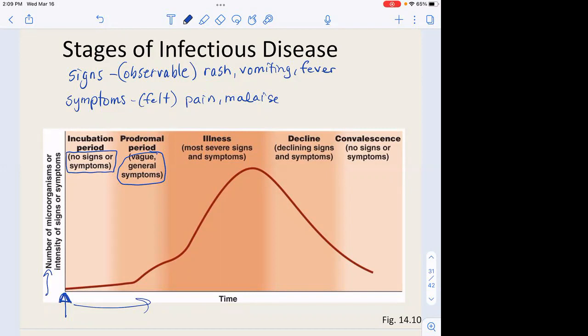And then as that pathogen reproduces even more, when you have the most severe signs and symptoms, that's called the illness phase. Sometimes at that point, a patient dies, and that's the end. But assuming that our immune system eventually wins out, the signs and symptoms fade away. We call that decline, and then convalescence when there are no longer any signs or symptoms. So that's how we label the process of infectious disease in our bodies.